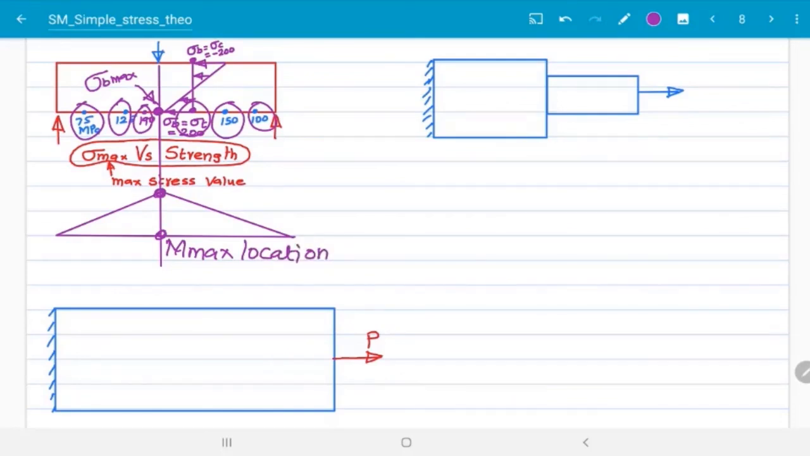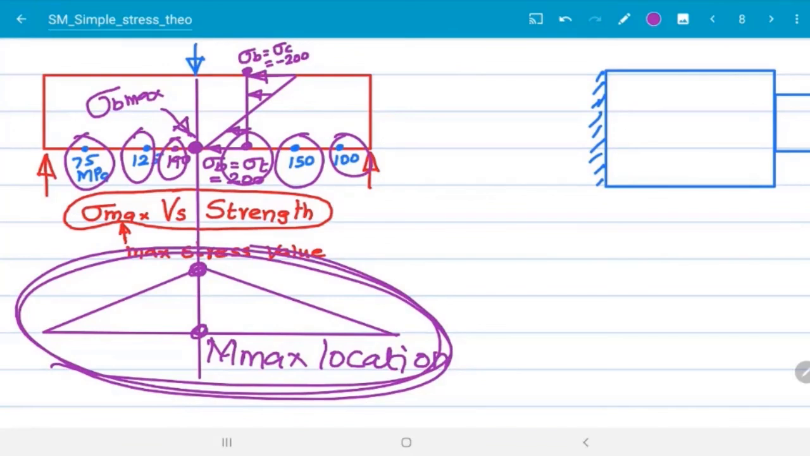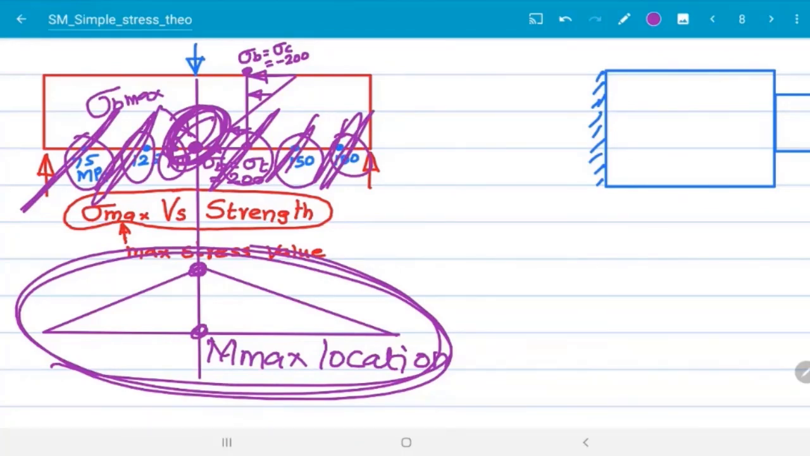So if you know this information, at how many points will you calculate the stresses? Only one location, sir. Directly I will go here. Very good, super. I need not calculate at this point, this point, this point. These numbers are a waste. These will be smaller values only. If I calculate at the M max location, that will be the original sigma B max.